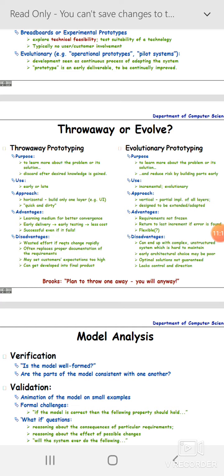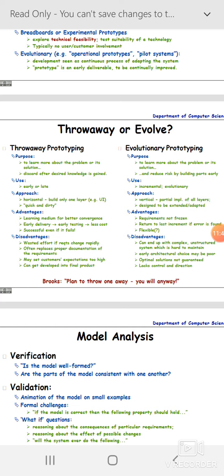Now advantages. The advantages of throwaway prototyping: learning medium for better convergence, and the evolutionary prototype has the requirements not frozen. These are the advantages. It has early delivery, it is successful even if it is false. Now if we talk about evolutionary, it can return to the last increment and is flexible.